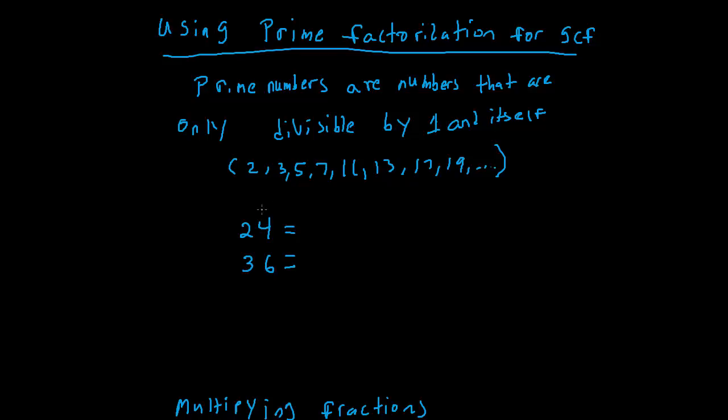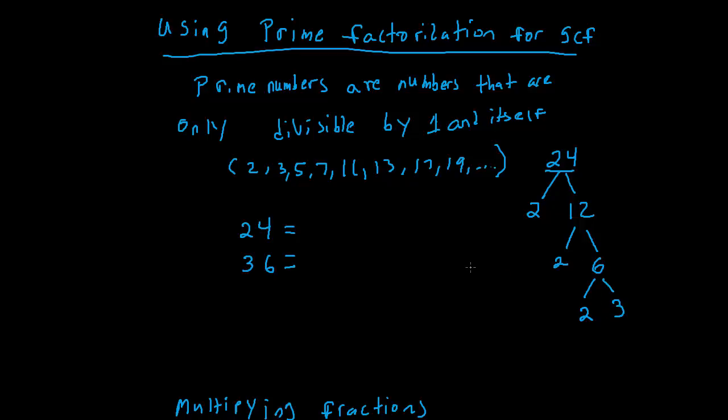So let's look at ways where we can write 24 and 36 with prime numbers. Well, let's start out with the smallest. What can you break 24 into? Take out the smallest prime number that you can, which gives 2 and 12. Pull out the next smallest prime number you can, you get 6. And then you get 2 and 3.